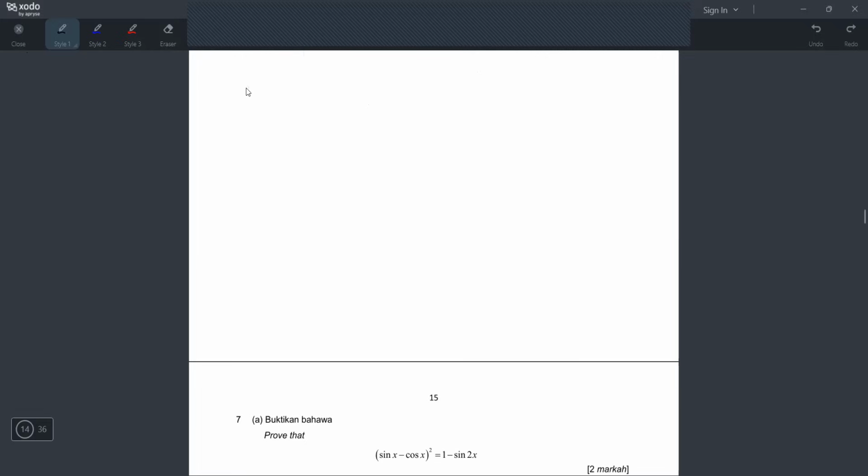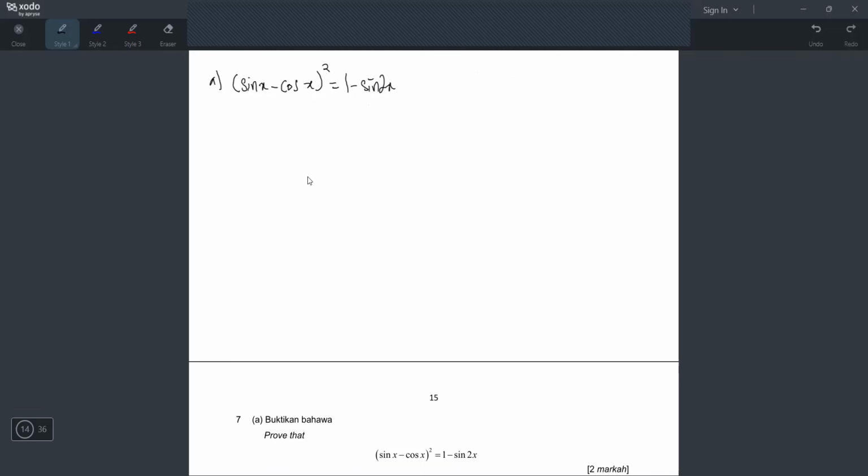Okay, 7a working, I will do it here. All right. Okay, let's read. Prove that, so let's write down bracket sine x minus cos x close bracket squared equals 1 minus sine 2x. All right. So for us to prove, we have to use the basic identity or double angle or the addition angle formulas. We have to apply those formulas.